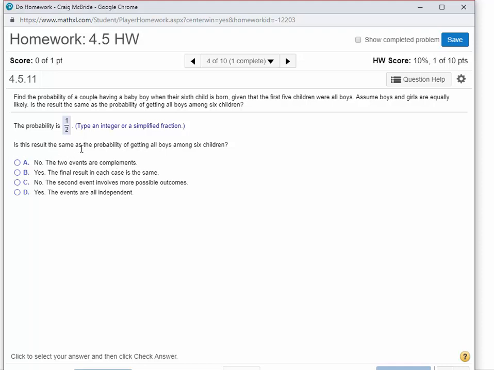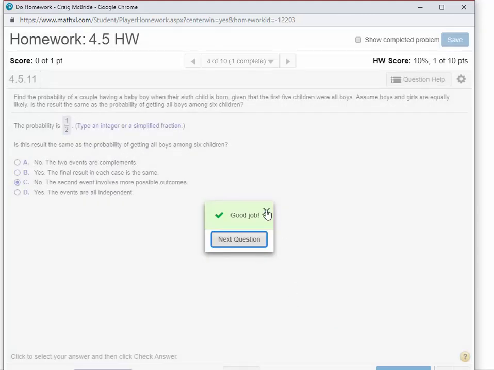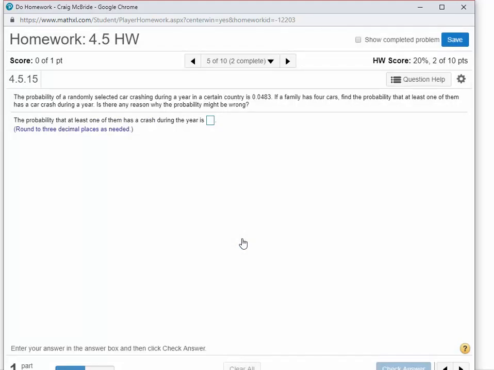So is this result the same as the probability of getting all boys among 6 children? No, because we're just asking for the probability of the 6th child, not the probability of 6 children, right? See the difference? The second event involves more possible outcomes. Yeah, I guess that's what they mean. That's kind of a poorly worded question, but you get what I'm saying. This is just a 50-50 chance of what the 6th child will be versus the probability of getting all 6 boys. In that case, you've got 6 dashes and you have to fill in all 6, right? Here we just have 1 dash, so it's obviously different. All right, we're already halfway done.